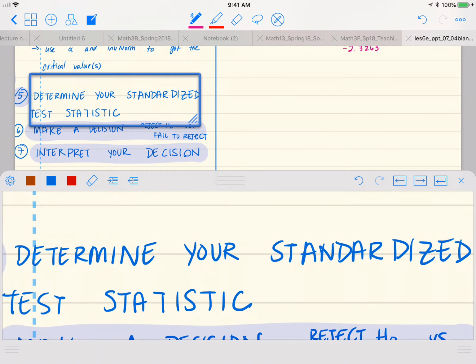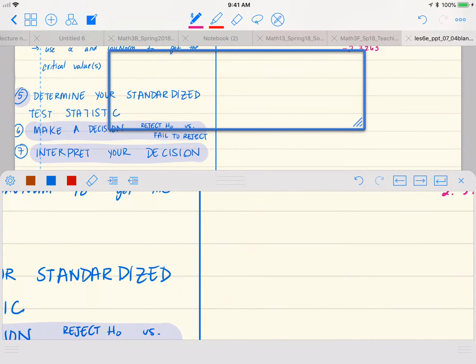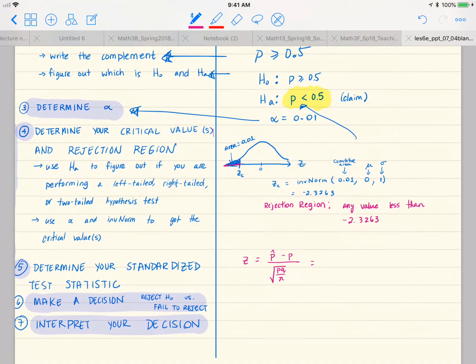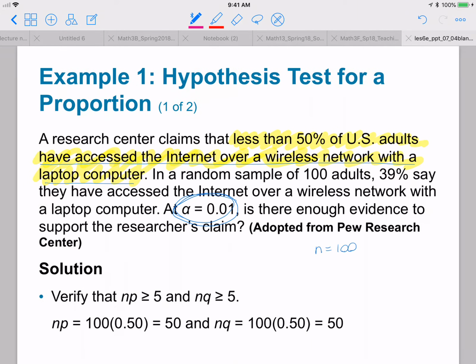Next thing is to determine my standardized test statistic. And the formula for that is Z equals P hat minus P divided by the square root of PQ over N. Now my P hat is going to be 0.39. How did I get that? I get the P hat from the statement. 39% say they have accessed the internet, so 39% of my sample has been successful, right?